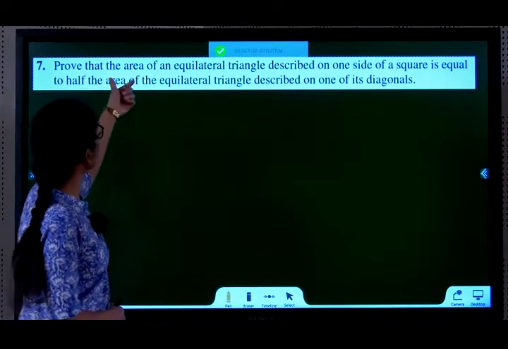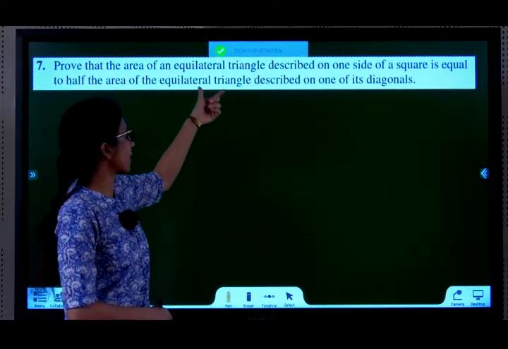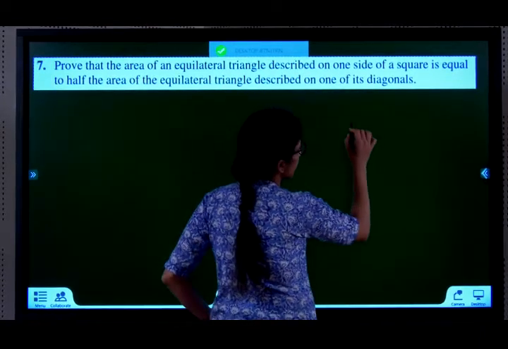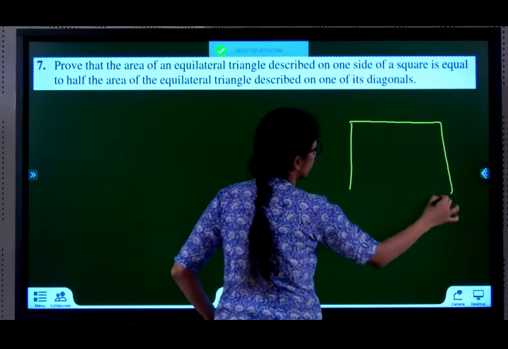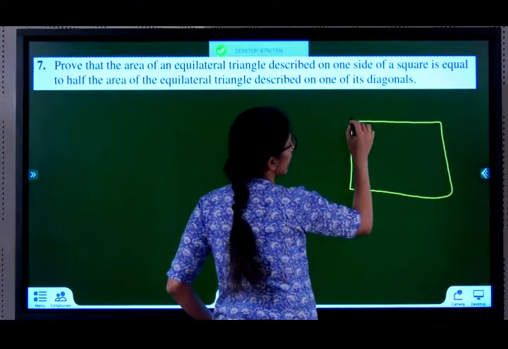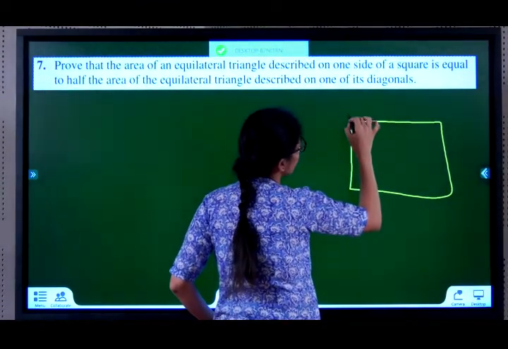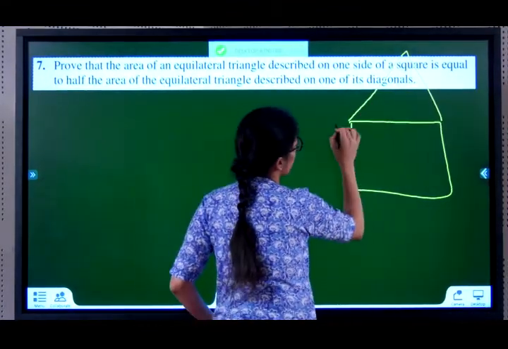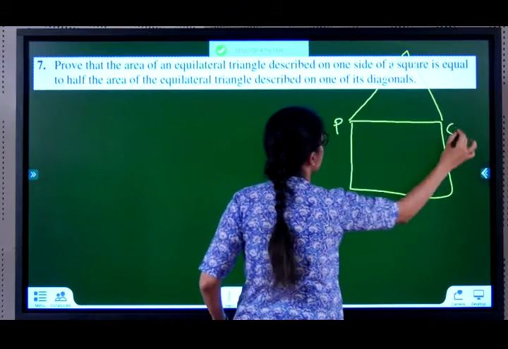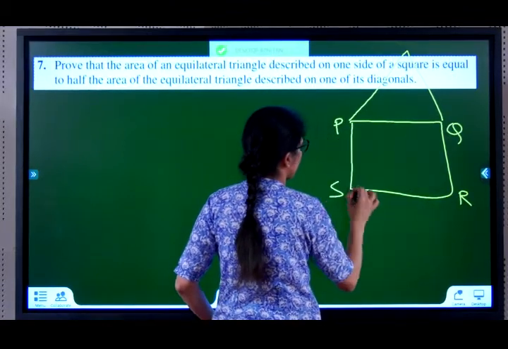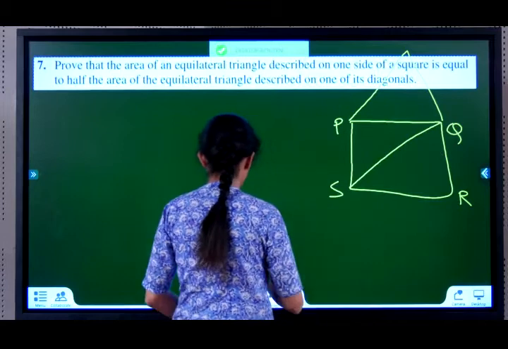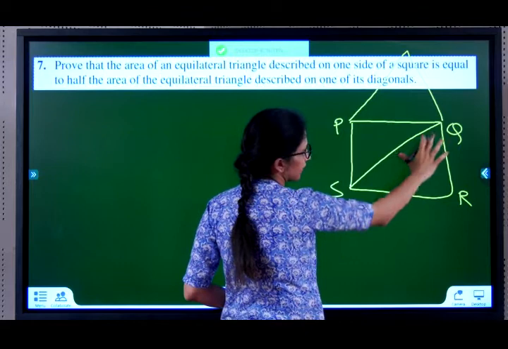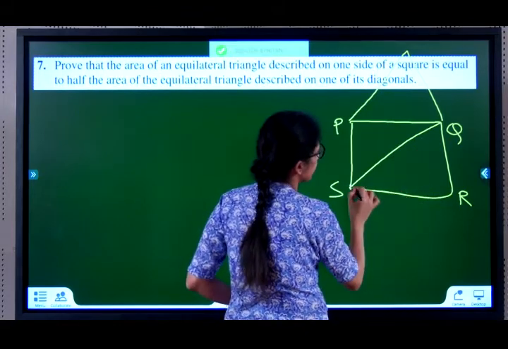Question 7. Prove that the area of an equilateral triangle described on one side of a square is equal to half the area of the equilateral triangle described on one of its diagonals. See, this is a square. Prove that area of the equilateral triangle on one side of the square. Let's say this is the equilateral triangle. So let's call this PQRS. This will be the diagonal. So another triangle is described on this side. Obviously the diagonal is longer than the side lengths.